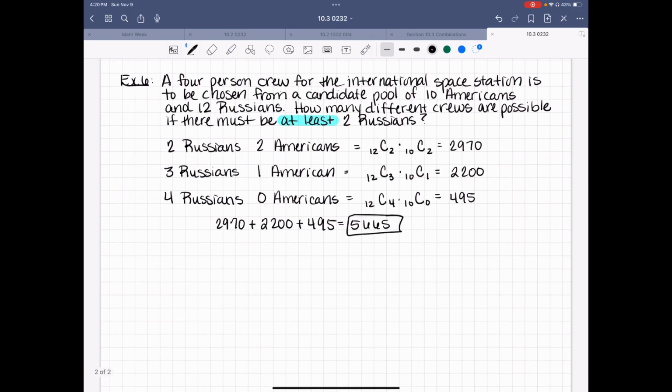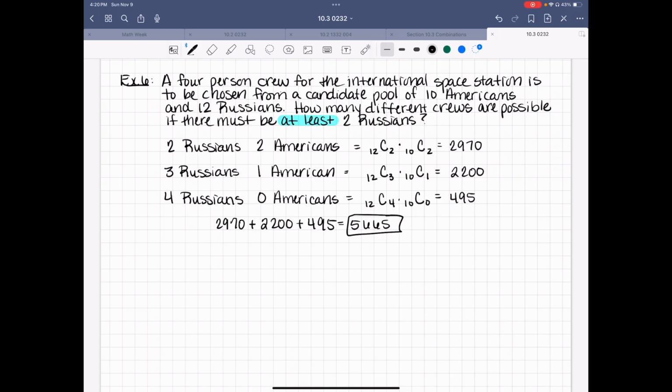Okay, so example 6, since unfortunately it didn't record, I'm going to read through the problem. It says a 4-person crew for the International Space Station is to be chosen from a candidate pool of 10 Americans and 12 Russians. How many different crews are possible if there must be at least 2 Russians? So what makes this one different from the others is that we have that "at least" going on there. So we have to have at least 2 Russians on that 4-member team.